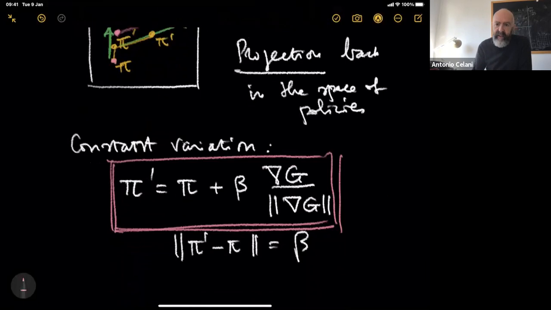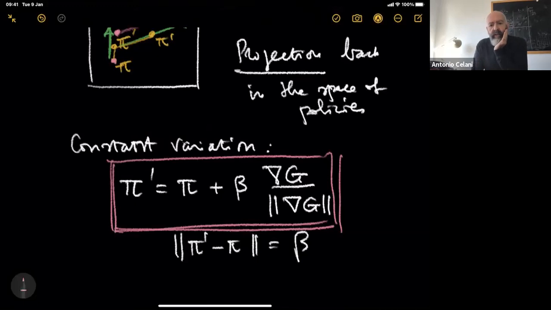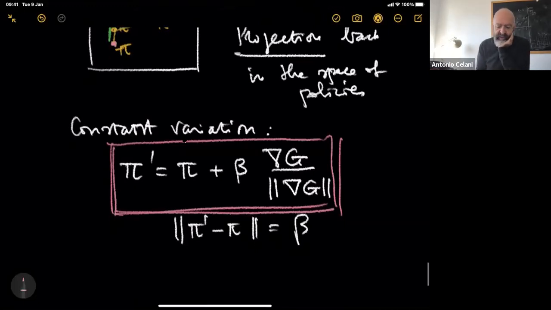I have a question. Yeah, please. So how do we exactly know that we are outside the space of policy? Well, at every step you have to do the check.